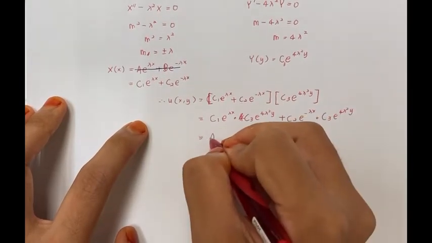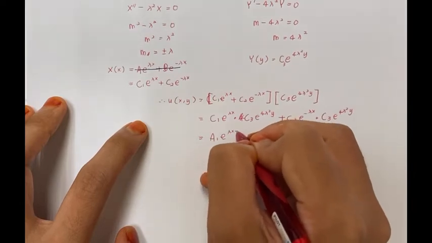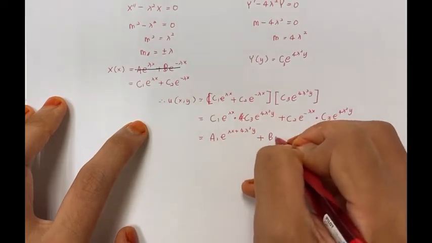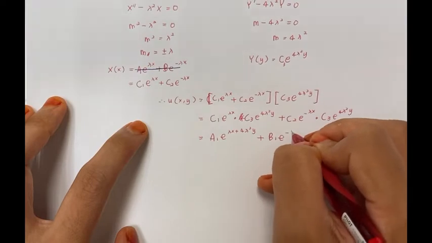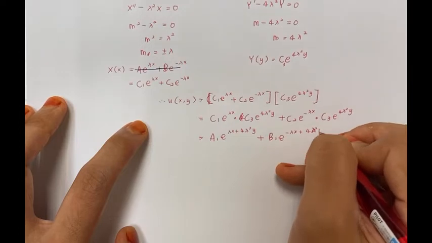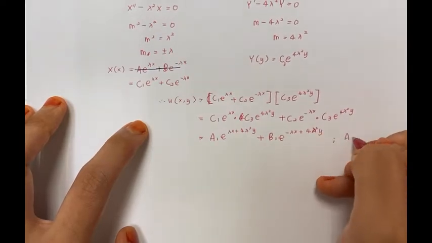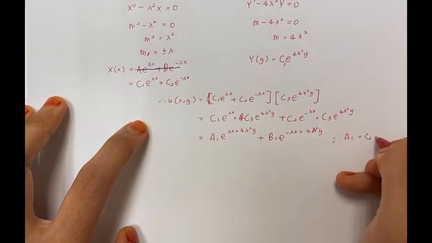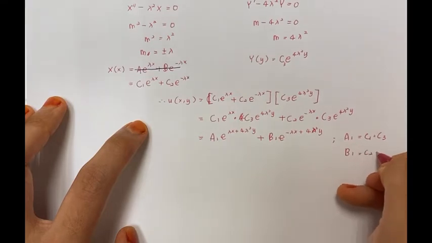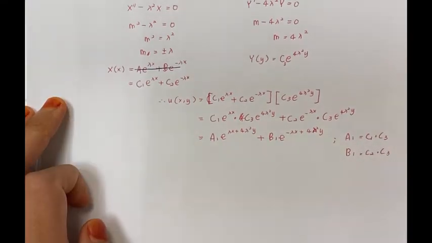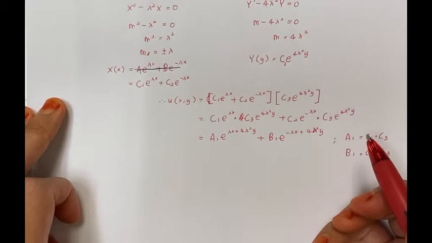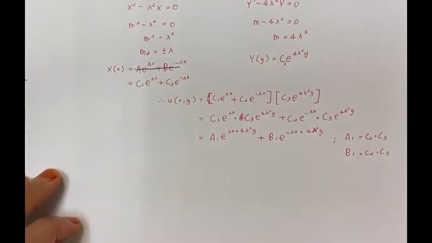And you can have this as a1 exponent lambda x plus 4 lambda square y, plus b1 exponent negative lambda x plus 4 lambda square y. Okay, with A1 equal to C1 multiplied by C3 and B1 equal to C2 multiplied by C3. Since all the C's are constant, you can write it as A1 and B1 to simplify this. So we are done with the first case.